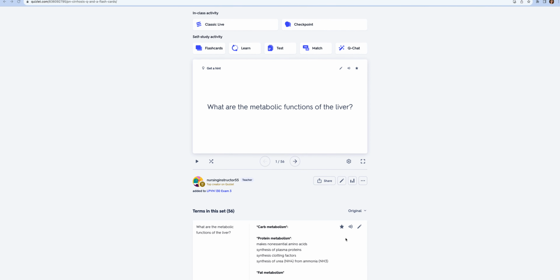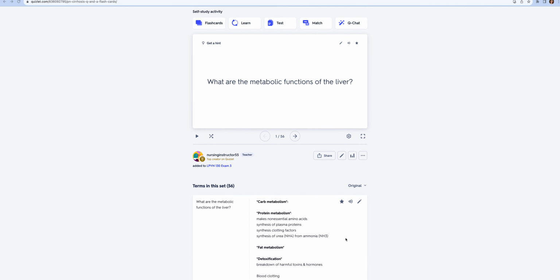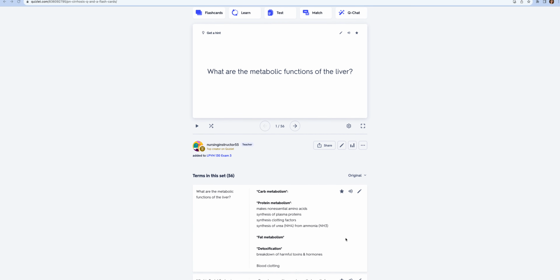I'm not going to get so much into the carb metabolism, but the protein metabolism. The liver makes non-essential amino acids. It synthesizes plasma proteins, which are also gamma globulins. So the patient with liver disease is going to be more at risk for infection. It synthesizes clotting factors. So the patient with liver disease is going to be at risk for bleeding.